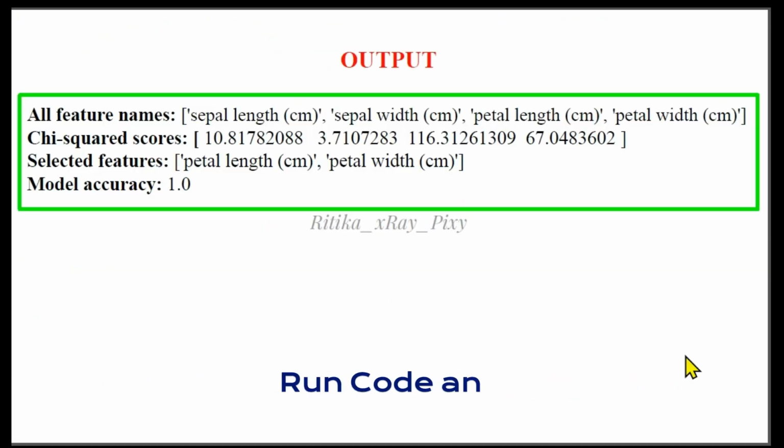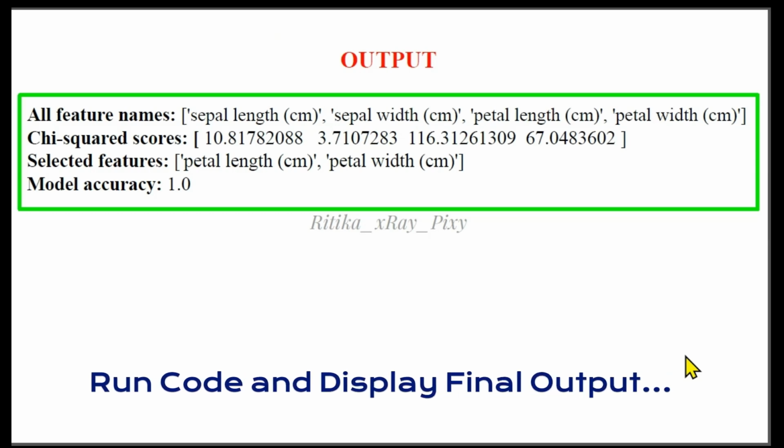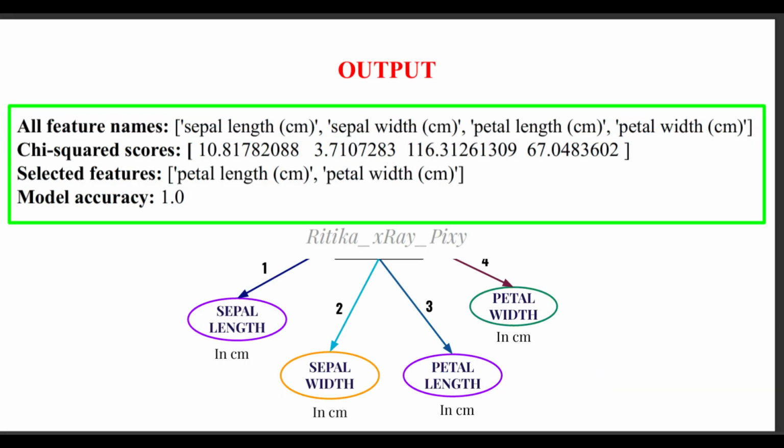Here you can see all features names. We have sepal length, sepal width, petal length, petal width. Now you can see the chi-square score we calculated for each feature. For each feature you can see a score is calculated. For sepal length it is 10.81. For sepal width it is 3.71 and so on. Petal length it is 116.3126. For petal width it is 67.04.